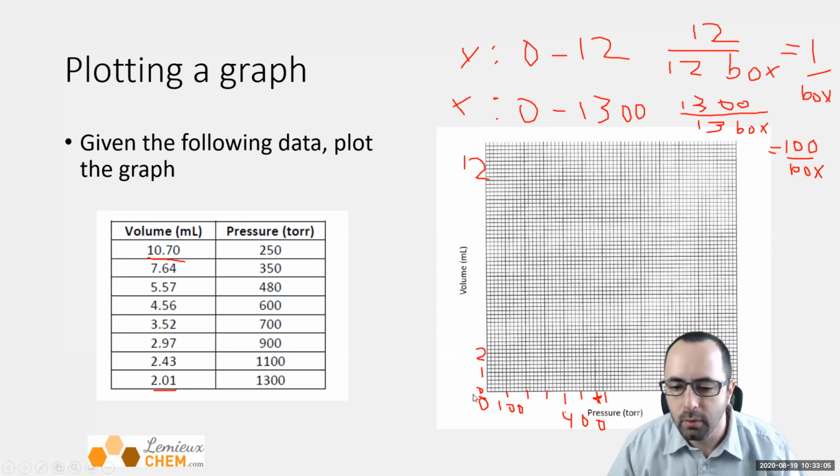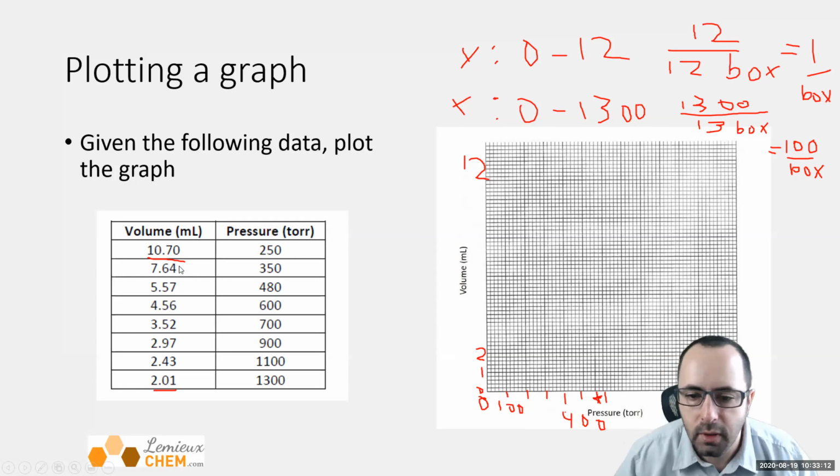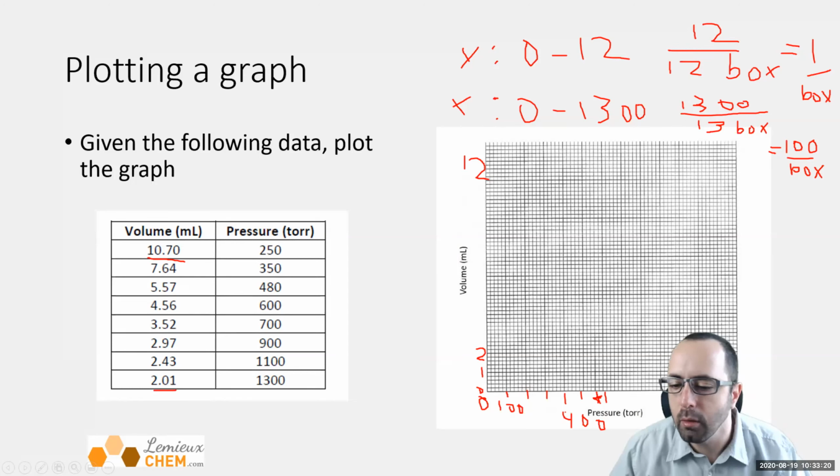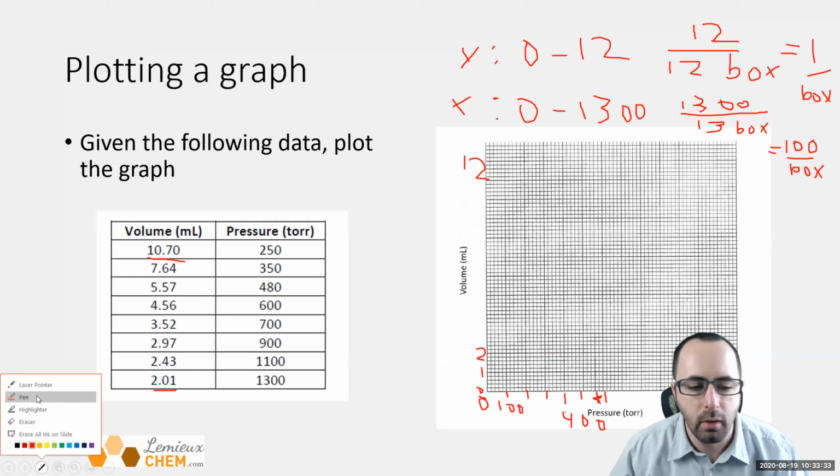If I'm plotting the pressure 250 torr, 250 torr is going to be right between 200 here and 300. So that's going to be right in the middle here. And this is going to be up to 10.7. So maybe I'll label a couple more near the top here, even though it's kind of difficult.